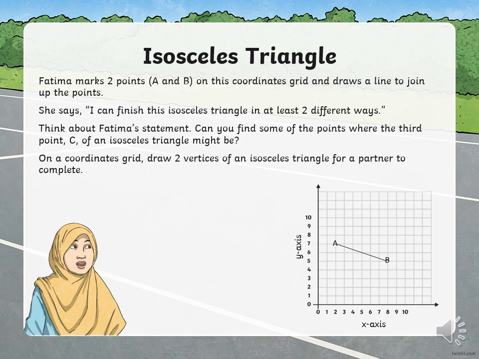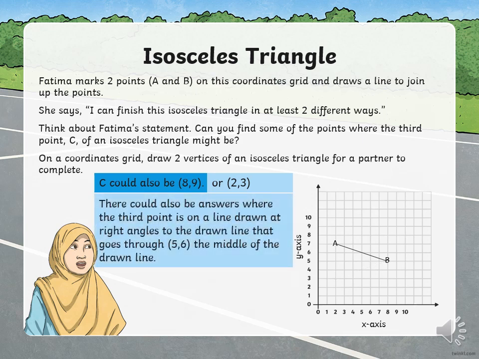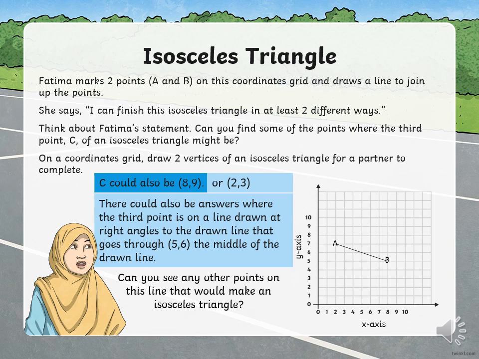Okay, so pause the video and see if you can draw 2 vertices of an isosceles triangle. Okay, so C could also be 8-9 or 2-3. There could also be answers where the third point is on a line drawn at right angles to the drawn line that goes through 5-6, the middle of the drawn line. Can you see any other points of this line that would make an isosceles triangle?